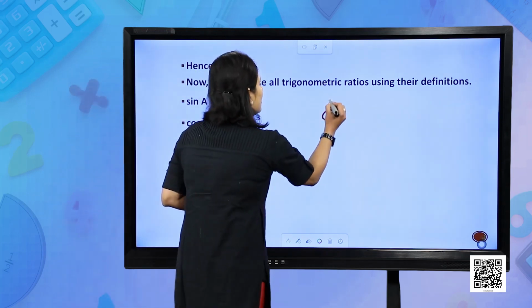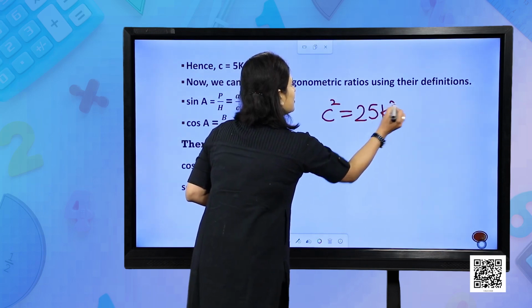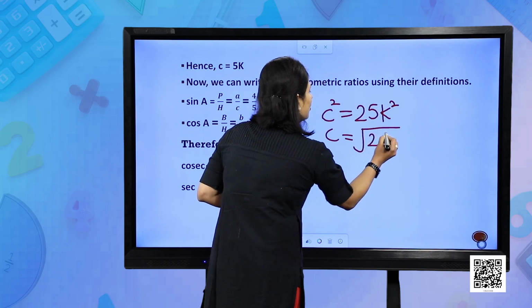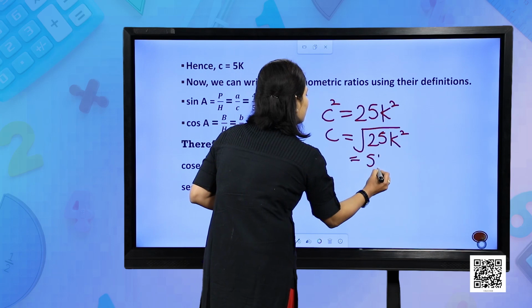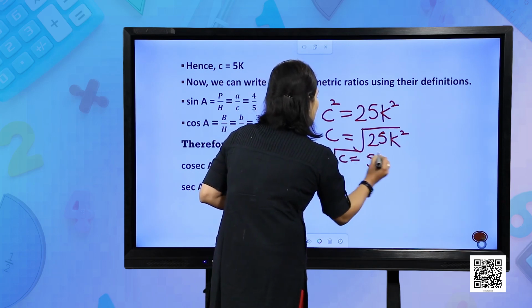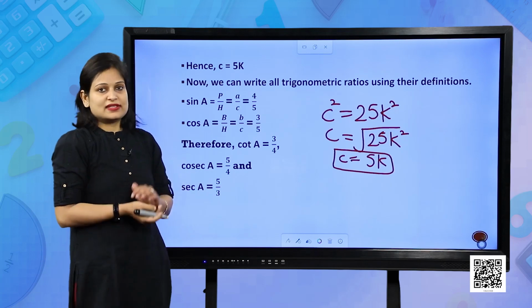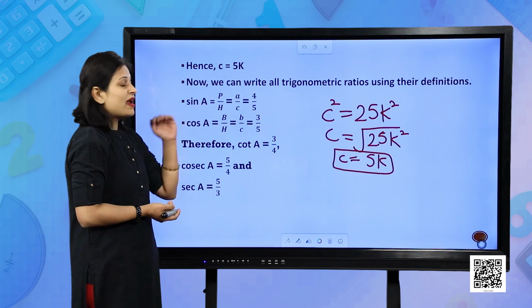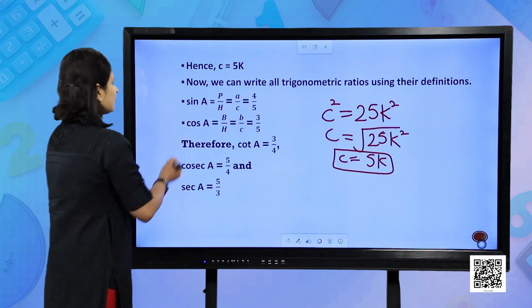As you know, C square is 25K square. So C will be the square root of 25K square. You will get 5K. Now you have the values of A, B and C, and you have to calculate the trigonometric ratios with respect to angle A. So what will you get?